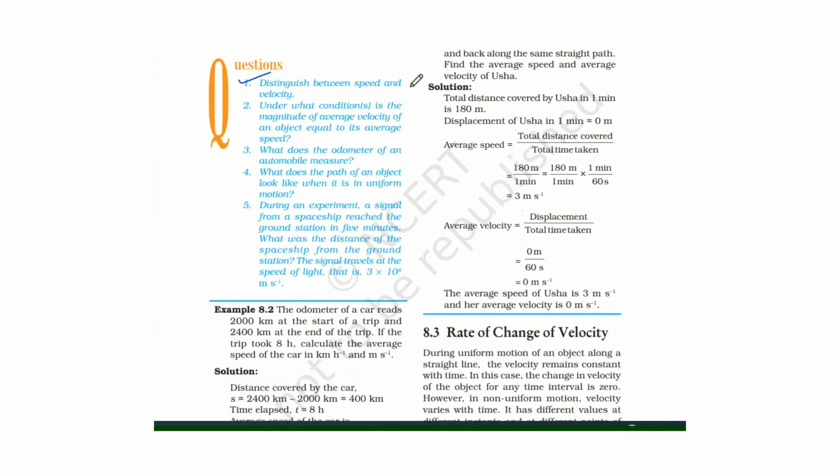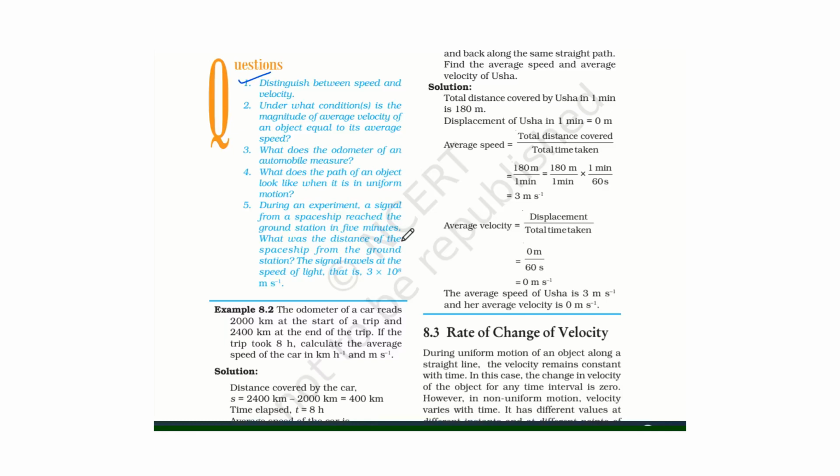First question is, distinguish between speed and velocity. So we know that speed is a scalar quantity, velocity is a vector quantity. Speed is the distance traveled by the object in a given interval of time. It does not have any direction. But the velocity is the displacement of an object in a given interval of time. It has a particular direction. Speed is equal to distance traveled upon time taken, and velocity is equal to displacement upon time taken.